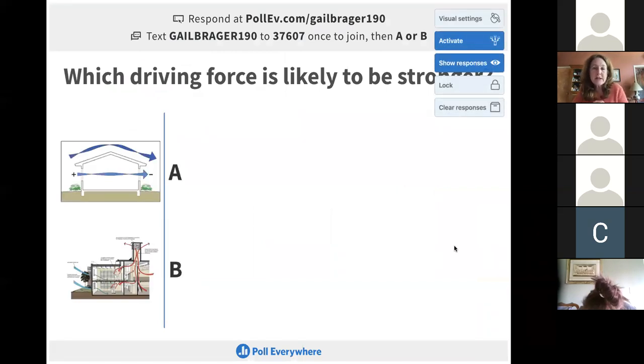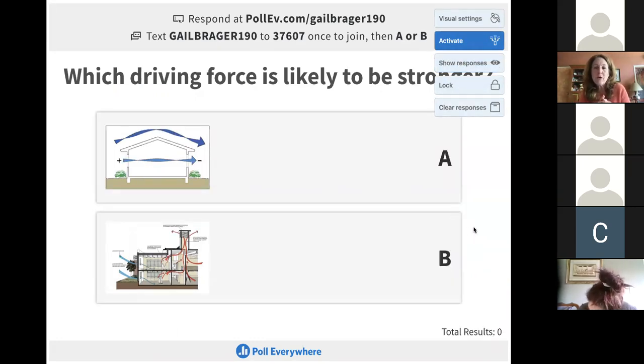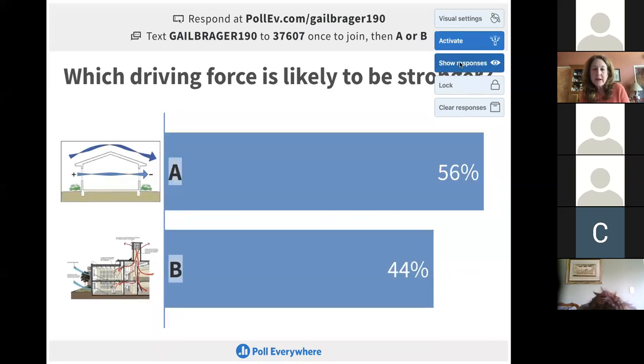All right, so here's another one. Which driving force do you think is likely to be stronger? And I'm going to hide the responses for just a moment so that you're being independent. Go ahead and click A or B on your phone. Let's see what people are doing now. Oh, look at that.